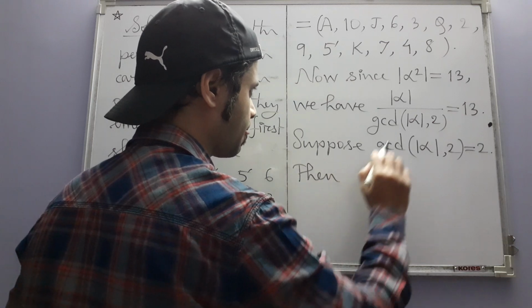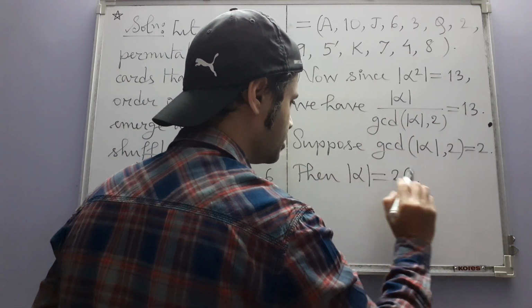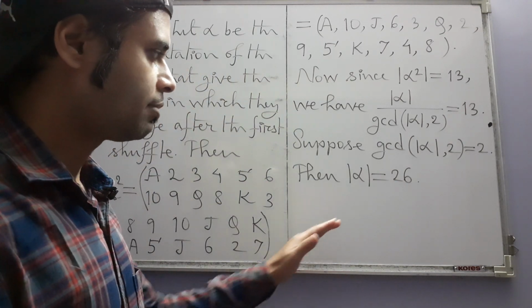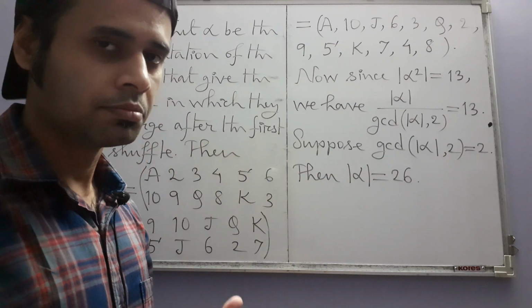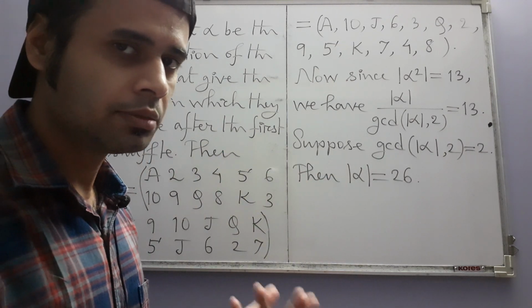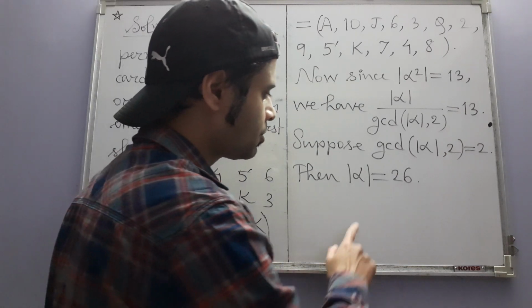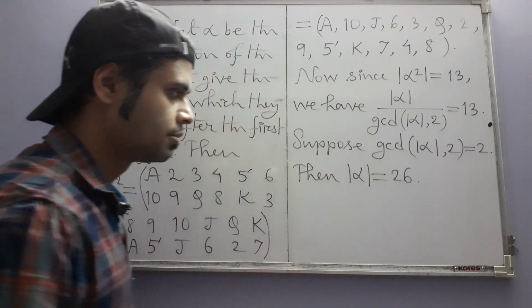Then the order of alpha will be 2 times 13, that means 26. Okay. Now we have a permutation alpha involving 13 symbols. So that means we are in the symmetric group of degree 13, S13. Now is it possible for an element in S13 to have order 26?